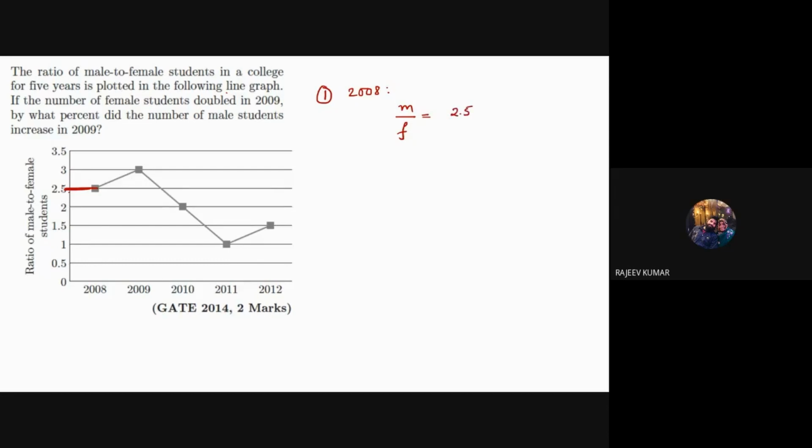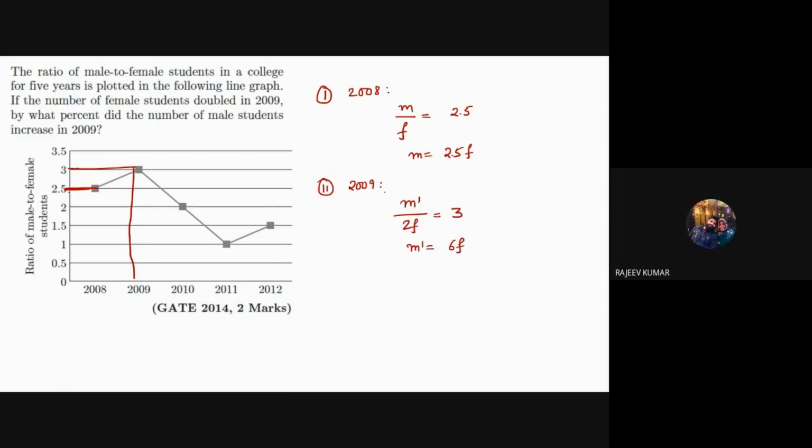Right. Okay. Let's see what is the answer. So male to female ratio is 2.5. So male is going to be 2.5 times female over here. Secondly, in 2009, now, I don't know the number of male students increased. That is what I need to find out. फिर हम उसका percentage निकालेंगे. But I know the female students were doubled in 2009. So they became 2f, and the ratio in 2009 was 3. Right. So the number of male students became 6 times f.